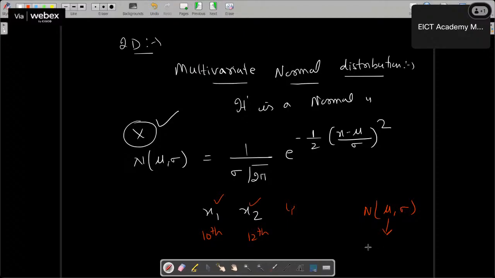So in the multivariate normal distribution, the parameters are mu and sigma. This mu will be mu x1 and mu x2, the means of the random variables. And this sigma, in one dimension it is the variance, but in multivariate it will be the covariance matrix, not the variance.